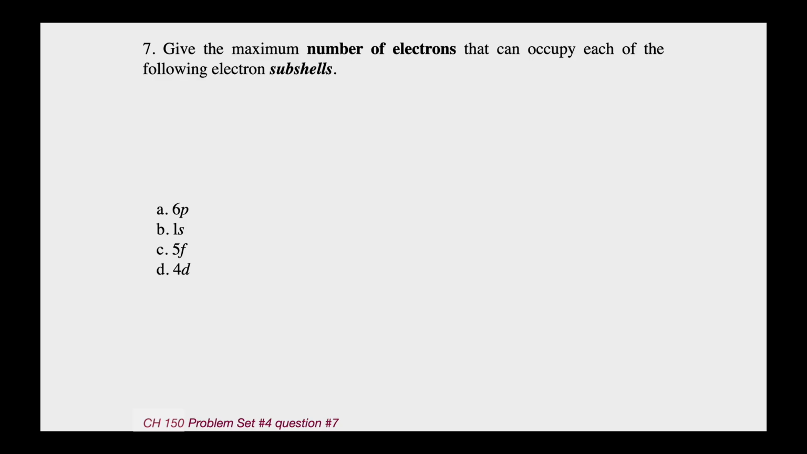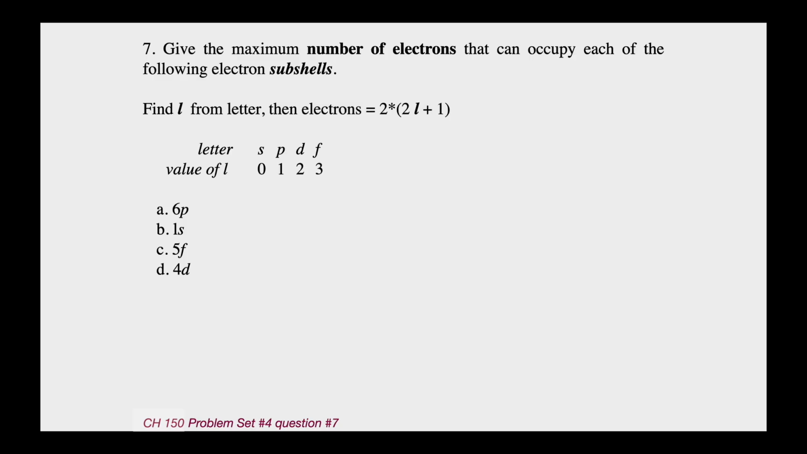I would focus on the letter here. P's always hold 6. So if it was 6p or 2p or 4p, it would hold 6 electrons. S's have 1 orbital, so S's always hold 2 electrons. F will hold 14, and D will hold 10. So it really has nothing to do with the number, it's the letter.